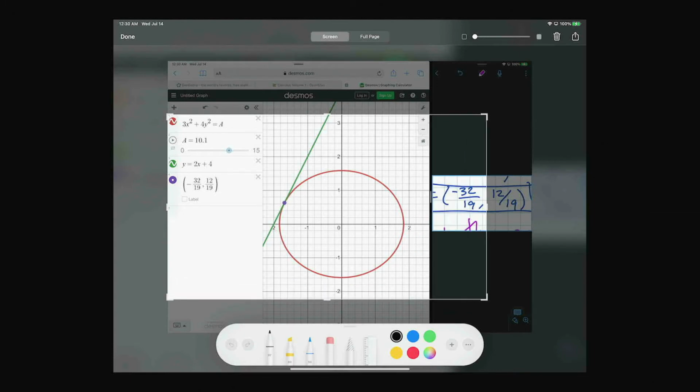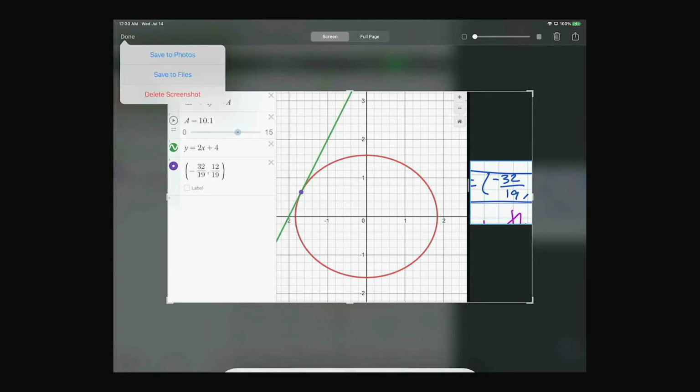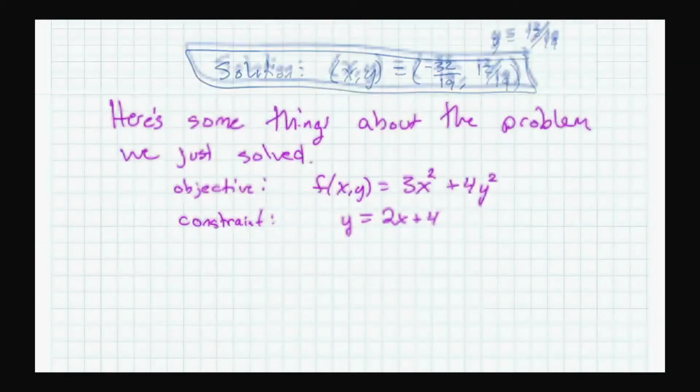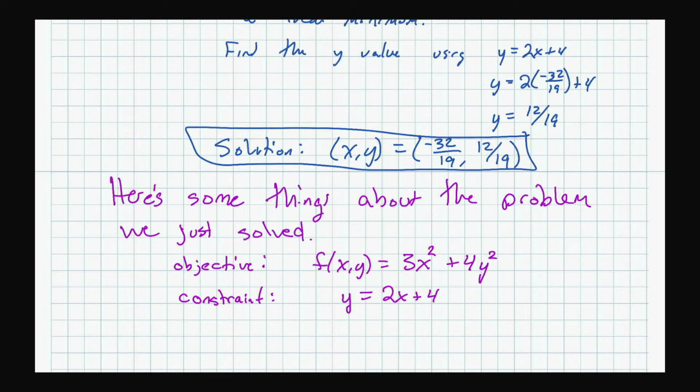Actually, you know what? Let's not. Sorry. The reason I don't want to do this yet is because I forgot to do something over here. So what is the function? I found this point right here, but I didn't actually figure out the function value that goes with it.